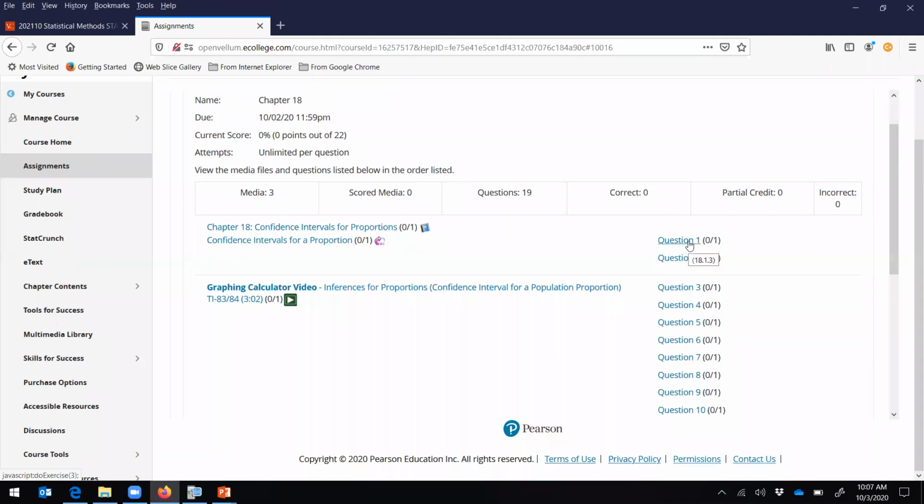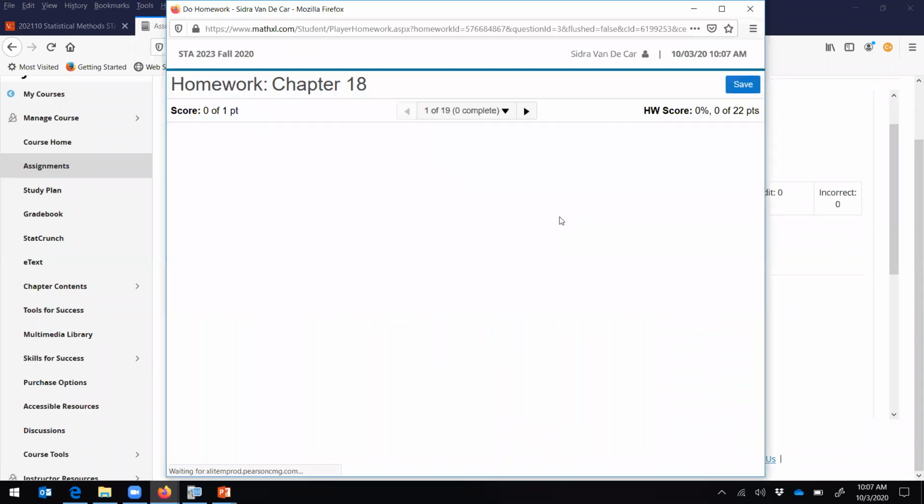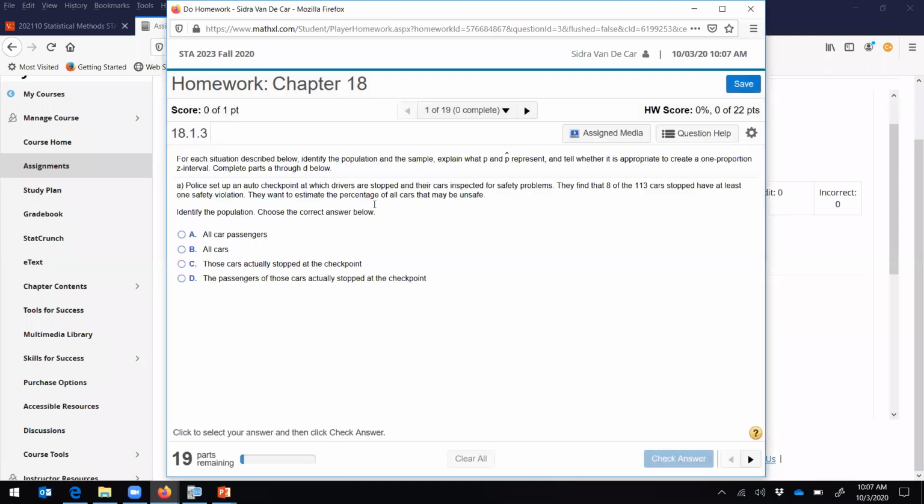And then we're going to dive straight into the questions. So let's see. For each situation described below, we want to identify the population and the sample, explain what P and P hat represent, and tell whether it is appropriate to create a 1 proportion Z interval.